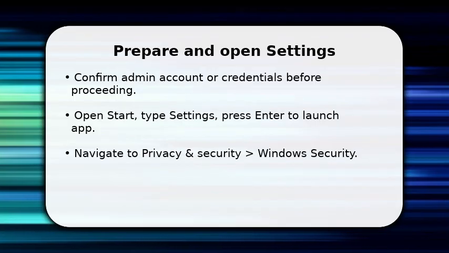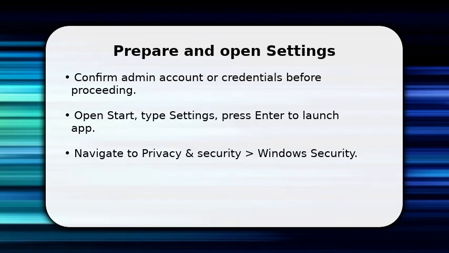First, open Settings quickly by pressing Start and typing Settings, then Enter. Once the Settings app is open, go to Privacy and Security and then click Windows Security. This lands you in the Security Hub where Firewall controls live.